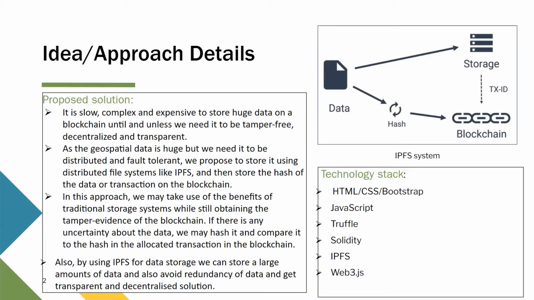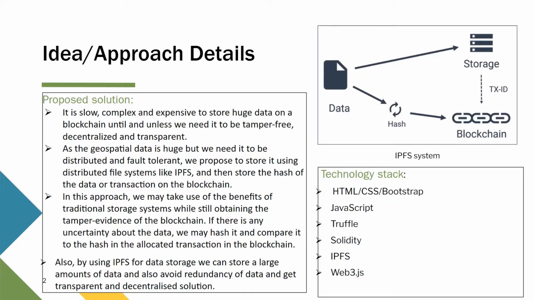Now coming to our idea or approach details, we have proposed a solution. As the geospatial data is huge, but we need it to be distributed and fault tolerant, for that, we have proposed storing it using distributed file systems like IPFS, or Interplanetary File System, and then storing the hash of the data or transaction on the blockchain.